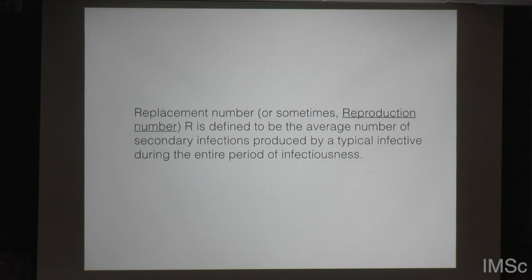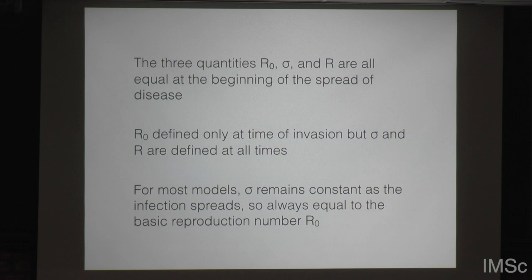In the first day, they might have infected 10 susceptible people. In the second day, it might be 5. Then their behavior has changed. They might infect 3. They might infect 2. Find the average of this number across the period that they're in the population and call that the reproduction number. And the relationships between these are that R0, sigma, and R are all equal at the beginning of the spread of the disease. Strictly speaking, R0 is defined only at the time of invasion, where you have an infected person in a completely susceptible population. But all of these other quantities, sigma and R, are defined at all times.